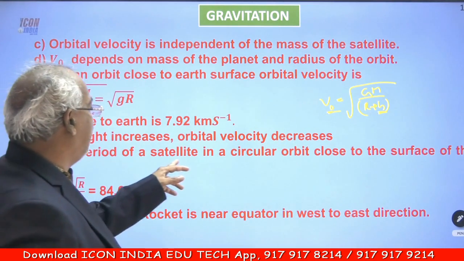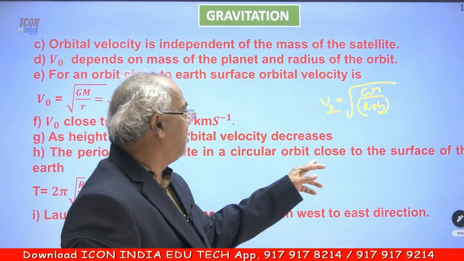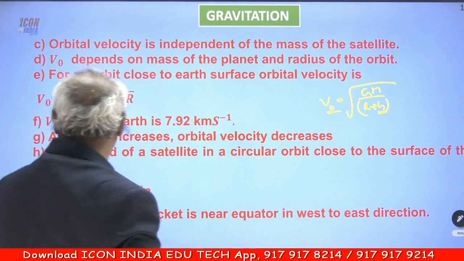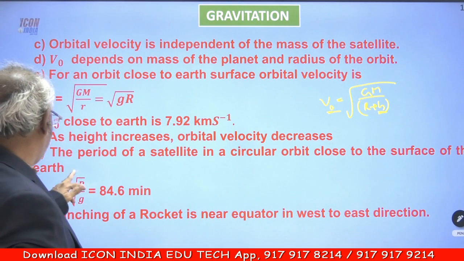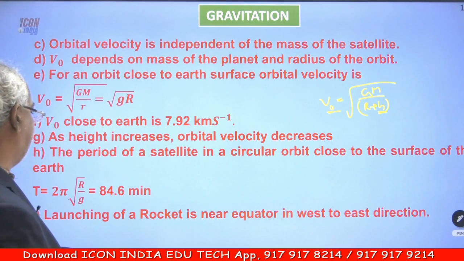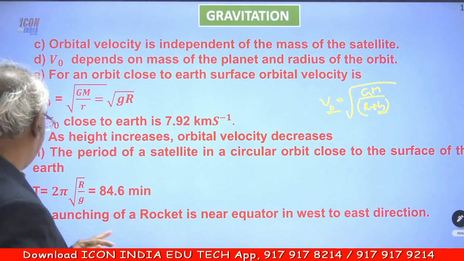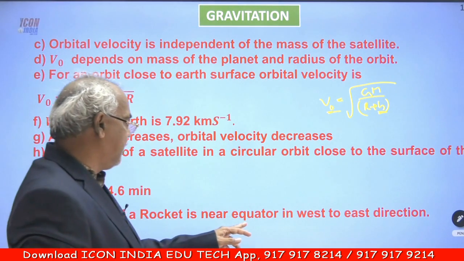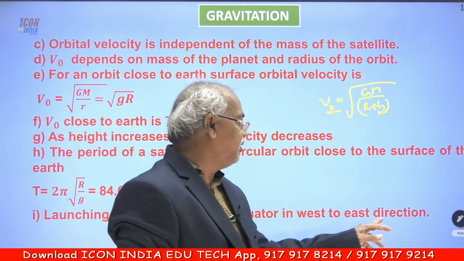The period of a satellite in a circular orbit close to the surface of Earth is T is equal to 2 pi root R by g, that is equal to 84.6 minutes. Launching of a rocket is near the equator in the west to east direction.